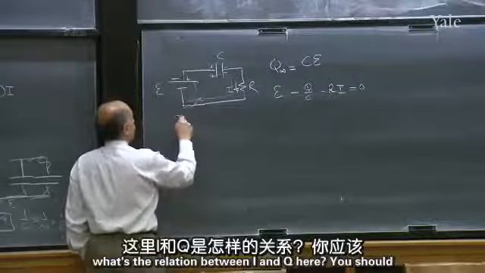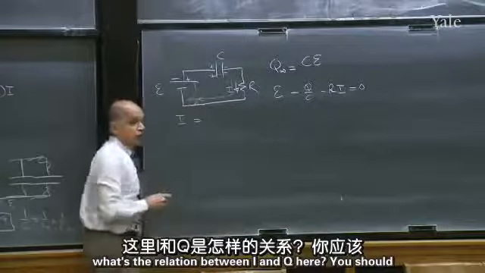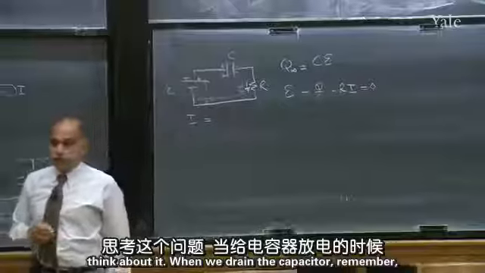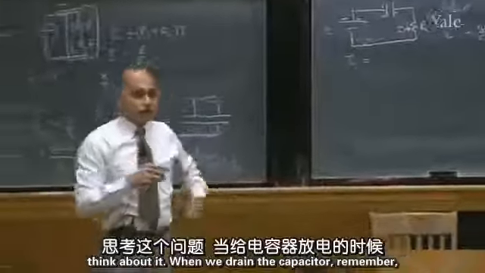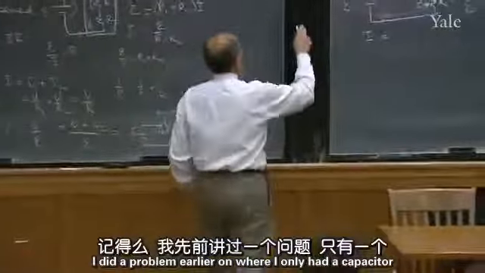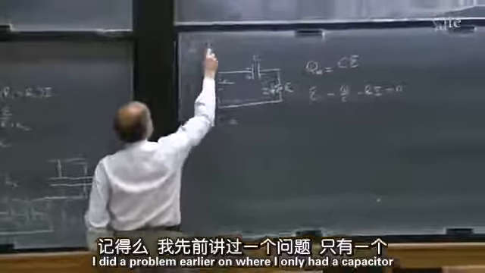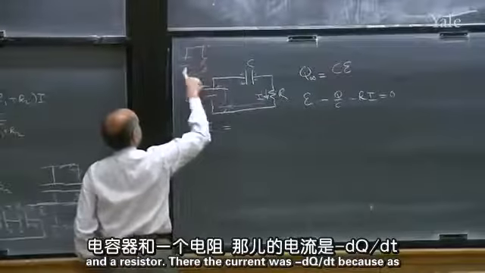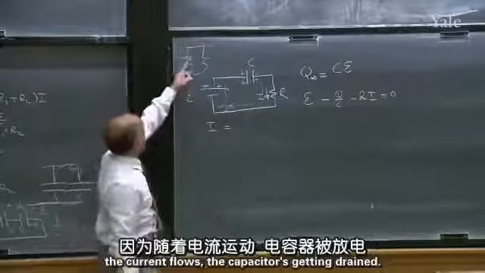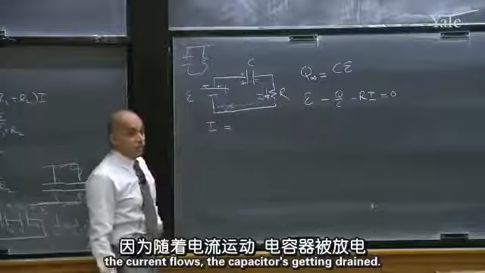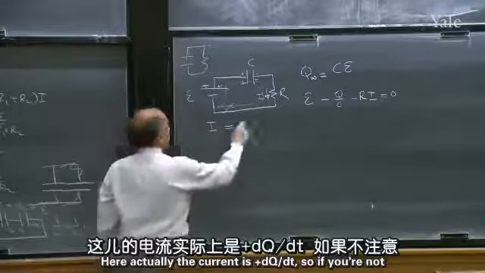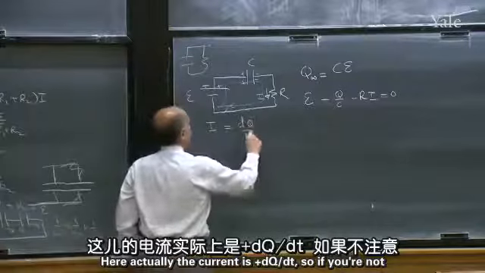So now we can write this equation as, now what's the relation between I and Q here? You should think about it. When we drain the capacitor, remember I did a problem earlier on where I only had a capacitor and a resistor. There the current was minus dq dt, because as the current flows, the capacitor is getting drained. Here actually the current is plus dq dt. So if you're not careful, you will get in trouble.